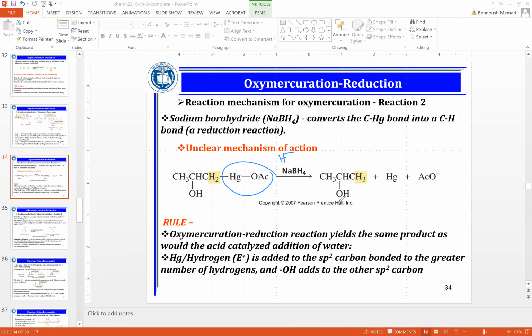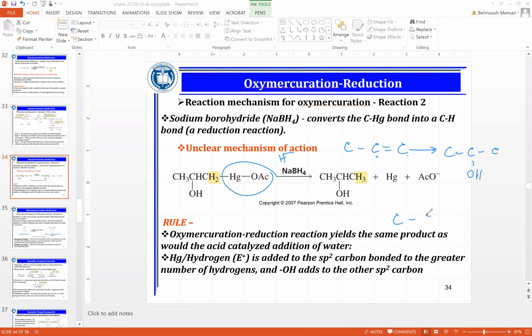Markovnikov addition is going to take place. So if you have a CC double bond, H will add to this carbon and OH to the second carbon. This would always give you a secondary alcohol, or maybe a tertiary alcohol. It's not going to give you a primary alcohol. So with this method, you cannot make a primary alcohol, because the addition is going to be Markovnikov addition. With oxymercuration demercuration, you would get the OH on the second carbon.